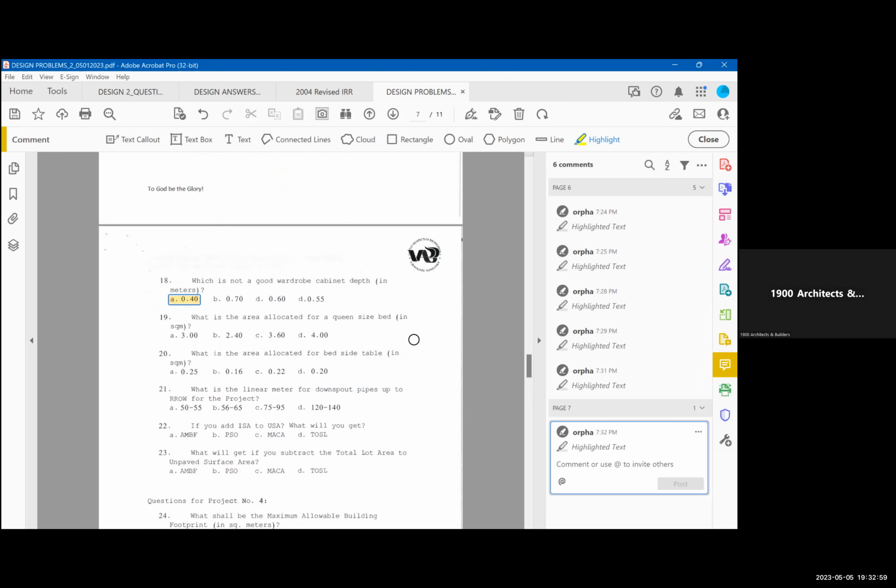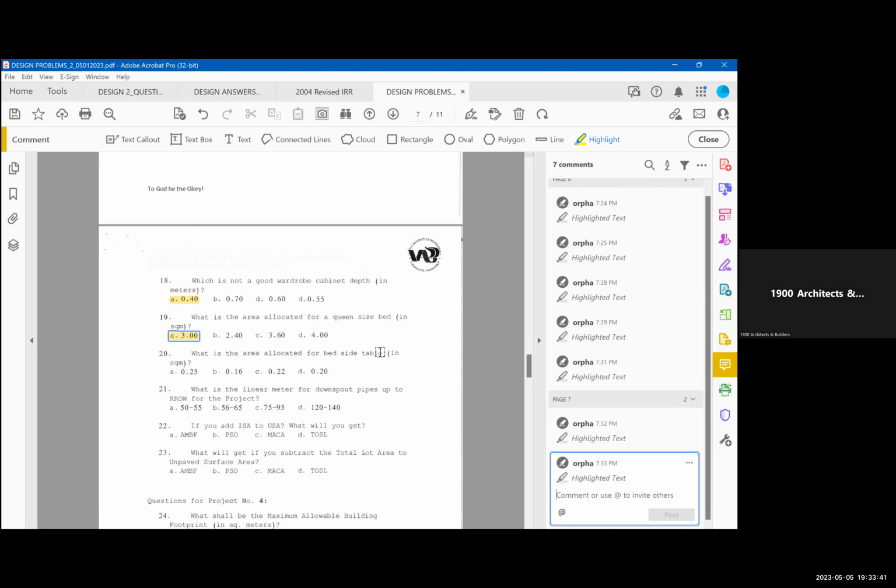Okay, number 19. What is the area allocated for a queen-sized bed in square meters? Ano ba ang size ng queen-sized bed? Actually, iba-iba yan. But of course, sa standard sa Philippines, ang queen size bed is 1.5 by at least 1.9 or 2. So, the answer would be 1.5 times 2 meters is 3 square meters. So, the answer will be letter A.